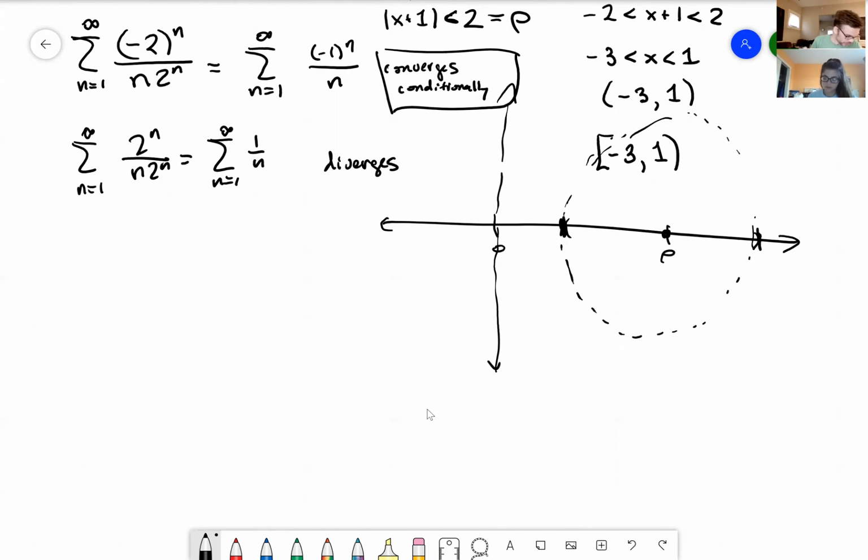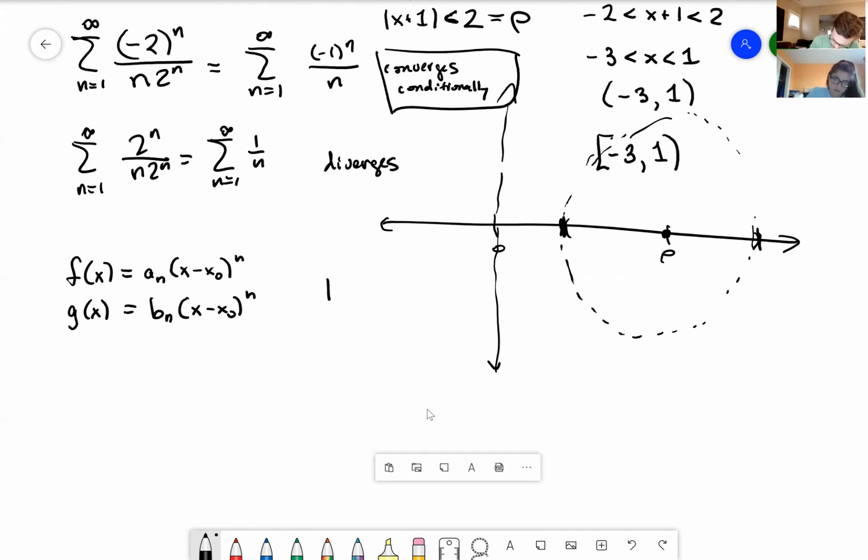Okay, so let's do some more manipulation with these power series. So let's say f of x is equal to the sum of a_n (x minus x_0) to the n, and g of x is equal to the sum of b_n (x minus x_0) to the n. We're going to assume these are centered at the same point. Now, we're going to say that they both have radius of convergence.